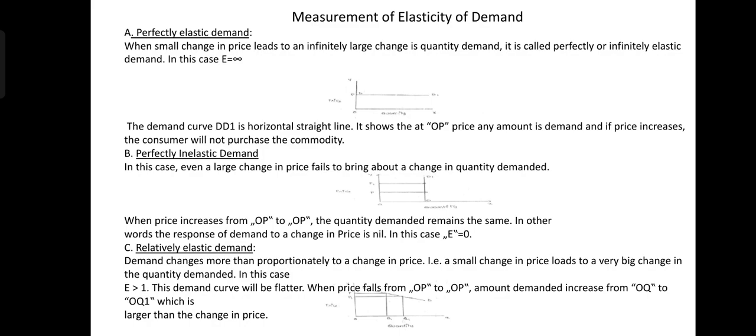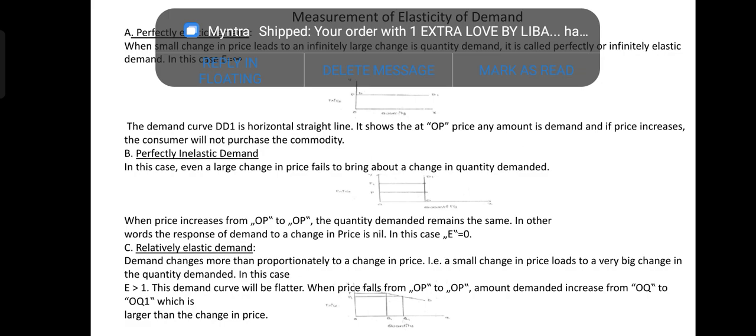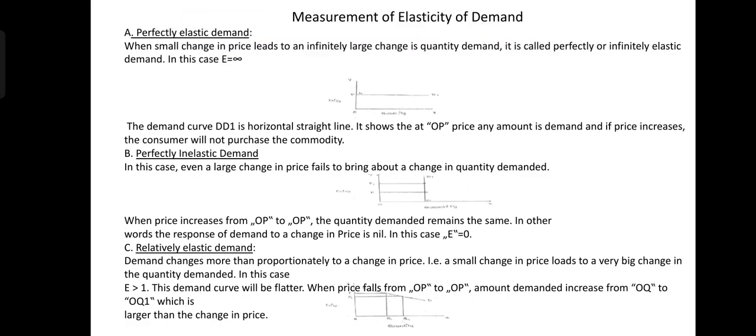Perfectly inelastic demand. In this case, even a large change in price fails to bring about a change in quantity demanded. When the price increases from OP to OP dash, the quantity demanded remains the same. In other words, the response of demand to a change in price is nil. In this case, E is equal to 0. Relatively elastic demand. Demand changes more than proportionately to a change in price. That is, a small change in price leads to a very big change in the quantity demanded. In this case, E is greater than 1. This demand curve will be flatter.